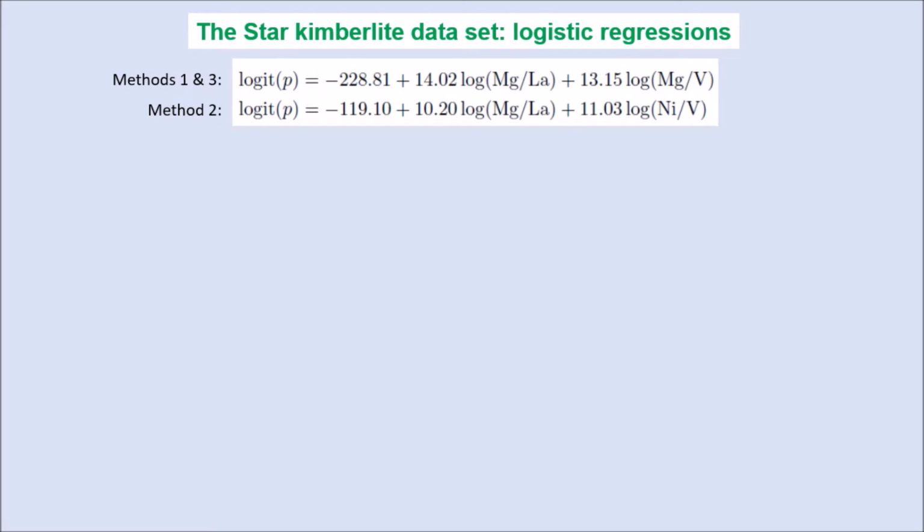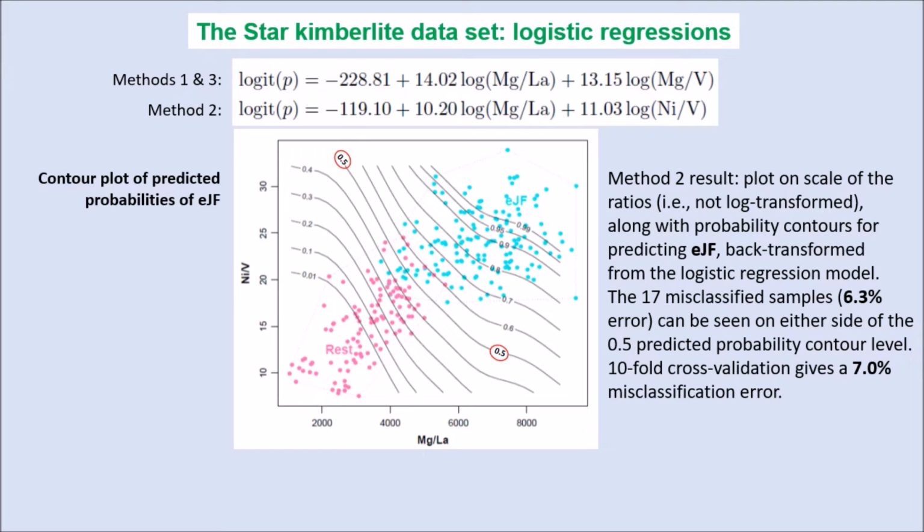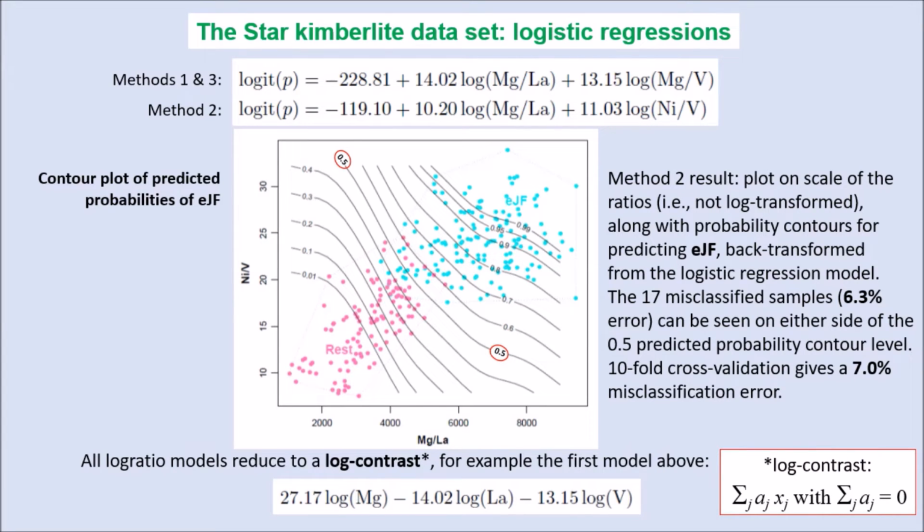And to make the interpretation of the second model, for example, more transparent for the geochemist, a contour plot of the probabilities of predicting EJF is shown, back transformed from the predicted log odds, and using the two ratios, not the log ratios, as axes. One can see the 0.5 probability contour line above which EJF is predicted, and then the 17 misclassified samples on either side of that contour, which amounts to 6.3% error. At the bottom, it is pointed out that any model using log ratios reduces to a log contrast, which is a linear combination of the log transformed parts with coefficients summing to 0.